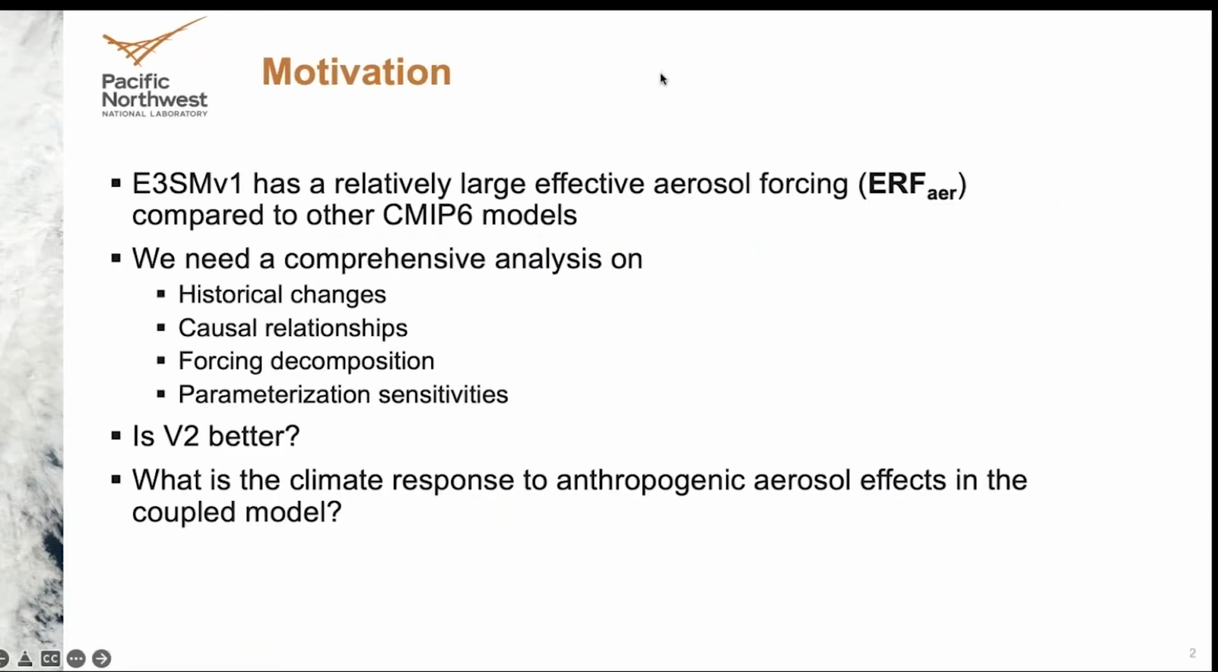So the motivation: if you look at Chris's V1 modeling paper, one of the major conclusions is that the effective aerosol forcing in the E3SM V1 model is pretty large, and compared to the other CMIP6 models, which I will show later, it is also on the higher side. And so we need comprehensive analysis on a lot of the aerosol and cloud properties.